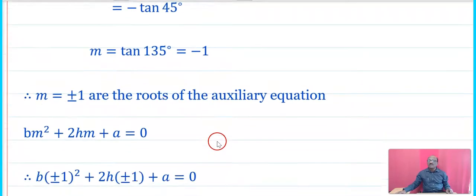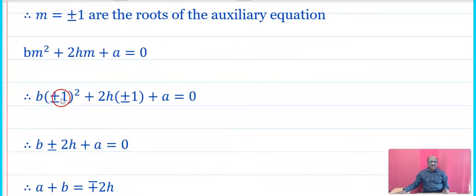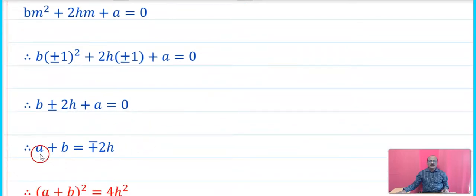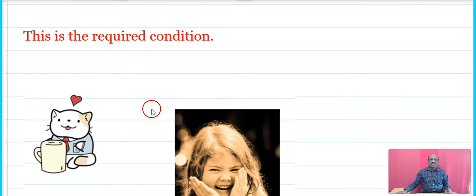These are the roots of that auxiliary equation, and we know the auxiliary equation is bm² + 2hm + a = 0. Now substitute the value of m, that is b(±1)² + 2h(±1) + a = 0. If you simplify this, you will get b + (±2h) + a = 0, and here you will get a + b = ∓2h. Squaring on both sides, you will get (a + b)² = 4h², and this is the required condition.